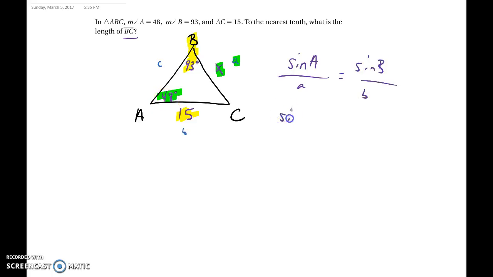Now we substitute what we know. Angle A is 48 degrees, so it's sine of 48. a we don't know, that's what we're trying to solve for, so it's x, is equal to sine of B, which is then 93, over 15.